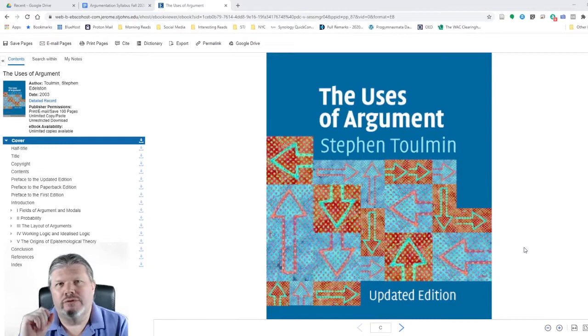Toulmin was responding to the idea that argumentation must be valid in order to be good. Now, what does that mean? It's a specialized philosophical term. You might have heard it in one of your philosophy classes here at St. John's. For an argument to be valid, it means it needs to structurally follow the rules of being a good argument. And you can look those up in different kinds of books on logic.